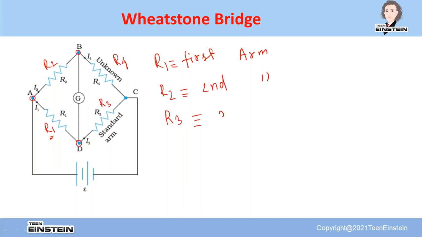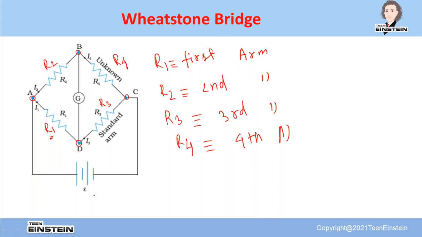Similarly, R2 is known as the second arm. Then R3 is known as the third arm, and resistance R4 is known as the fourth arm. Okay, so this is how you can remember between which two points, which arm is there or which resistance is connected.